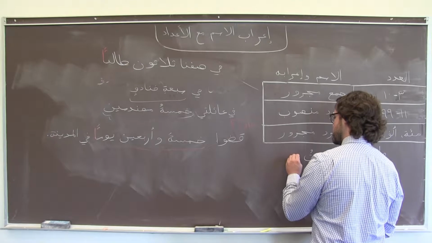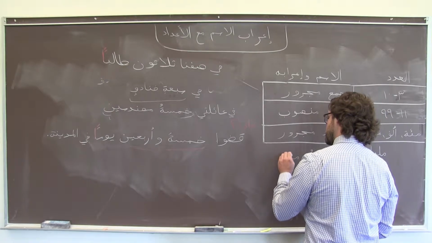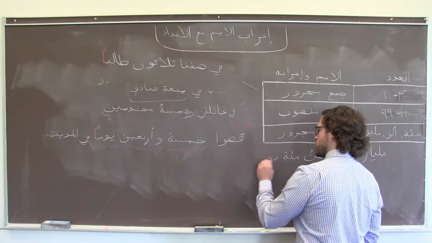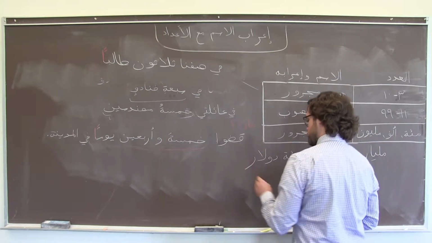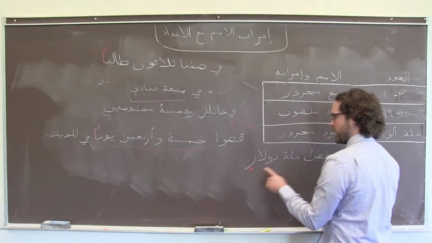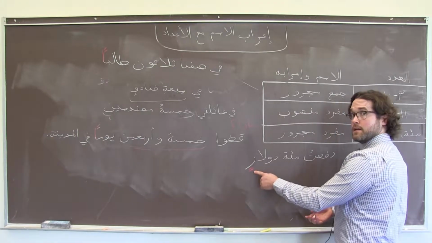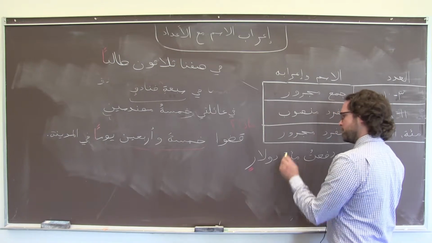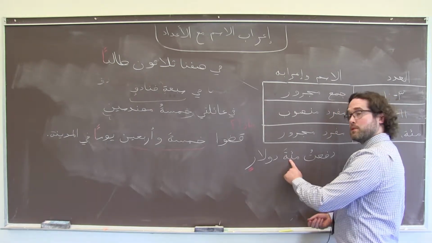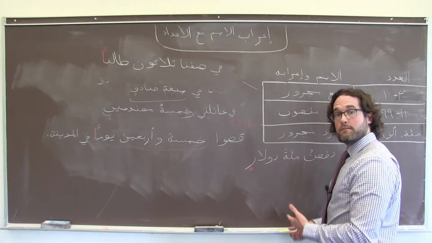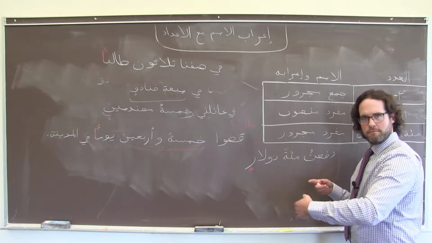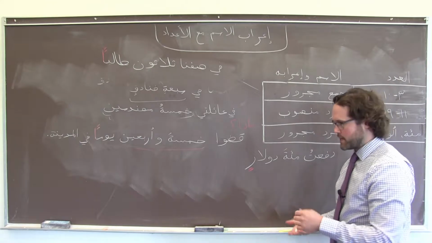دفعت 100 دولار, where we have an indefinite idafa and the second term needs to be majroor. Mi'a would be mansoob because it would be the object of dafa'tu. I spent $100, essentially is what we're saying.